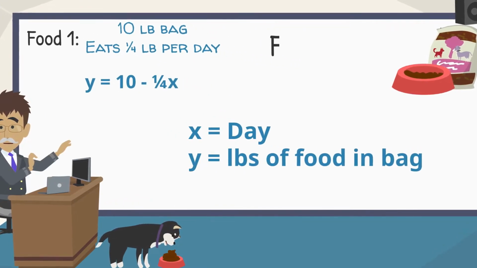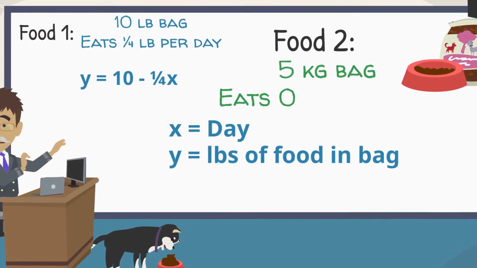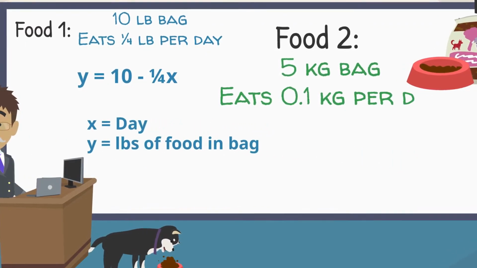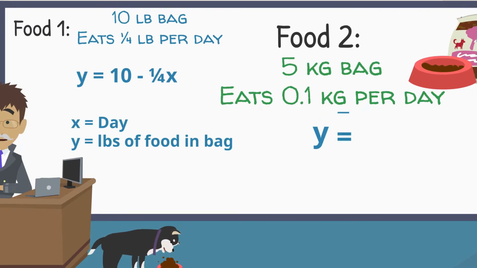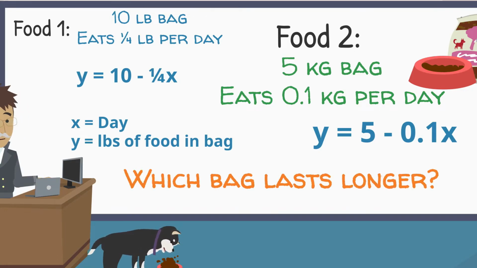The other kind of kibble comes in a 5 kilogram bag. She eats 1/10 of a kilogram per day. y equals 5 minus 1/10 x represents this function. Which bag is a better buy because it lasts longer? What else can you tell from the math?